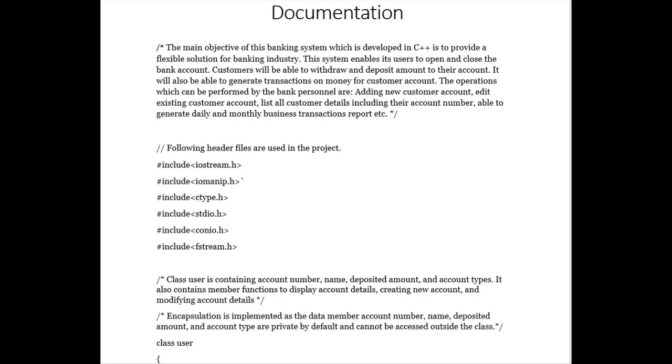The operations which can be performed by the bank personnel are adding new customer accounts, editing existing customer accounts, listing all customer details including their account number, and generating daily and monthly business transaction reports, etc. The following header files were used in this project: iostream.h, iomanip.h, ctype.h, stdio.h, conio.h, fstream.h.